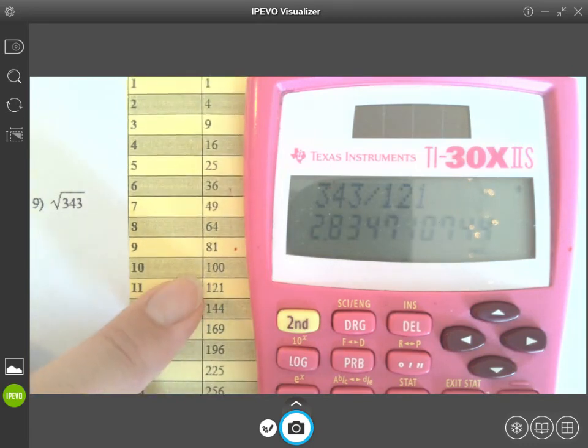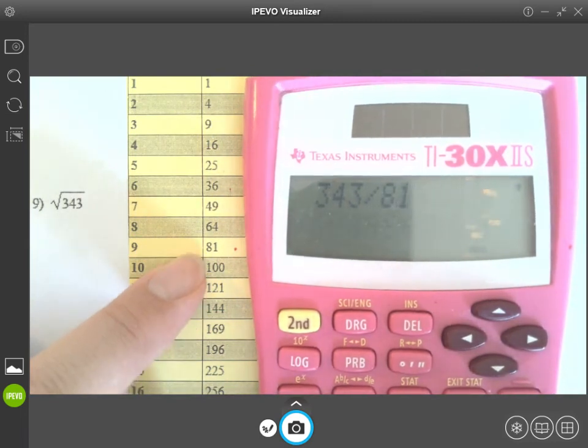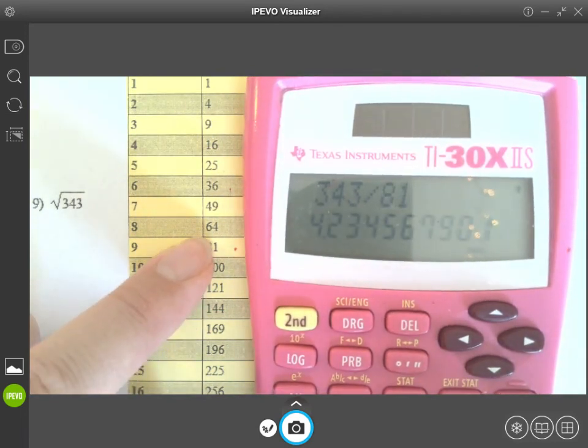I know it's not going to divide by 100. How about 81? Nope. How about 64? Nope. How about 49? Yes.